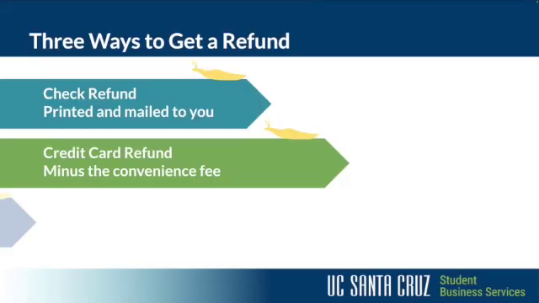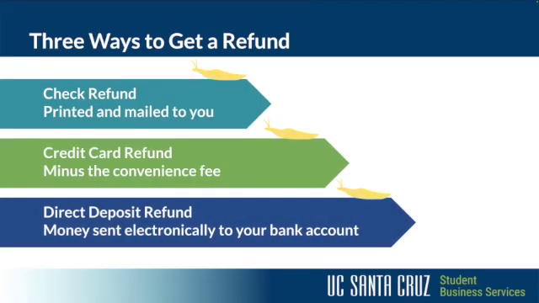There are 3 ways to receive a refund from your UCSC account. A check refund, where a check is printed and sent to the mailing address in your personal information tile on My UCSC, is the slowest. It can take several weeks for a check to reach you, and even longer if you have an incorrect mailing address in My UCSC. If a payment from a credit card creates a credit balance, the refund will be sent back to the credit card minus the convenience fee charged in UCSC eBill ePay.